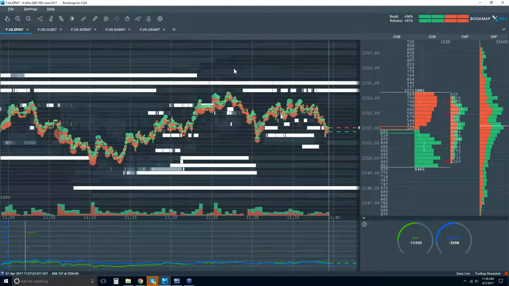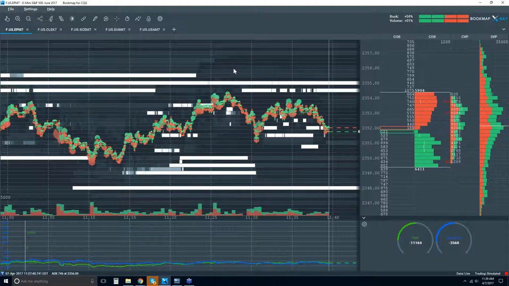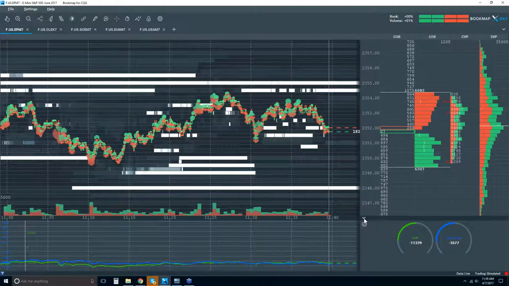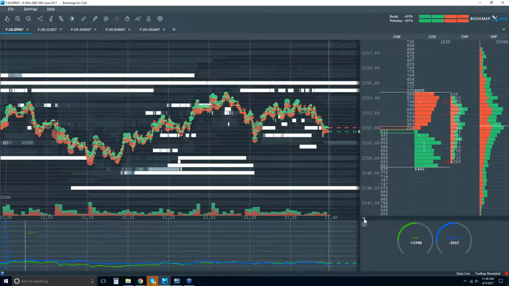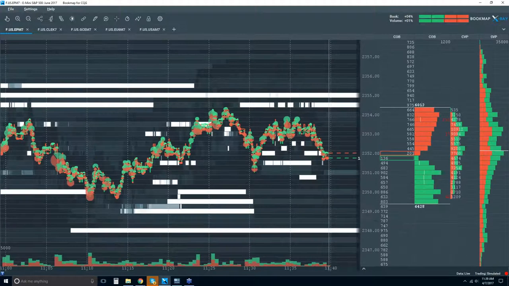Let's see, Frank. Welcome, Frank. How do you get the two circles in the lower right-hand corner? Okay. Yeah, this is the indicator panel for the CVD, which is part of our new API in Bookmap, where you can write your own indicators and automated trading strategies.